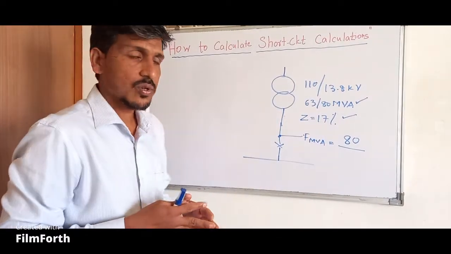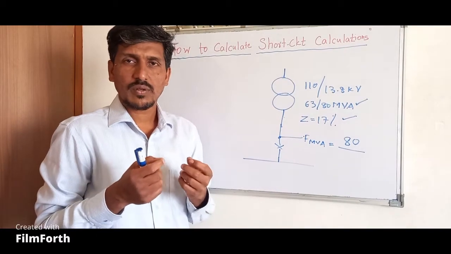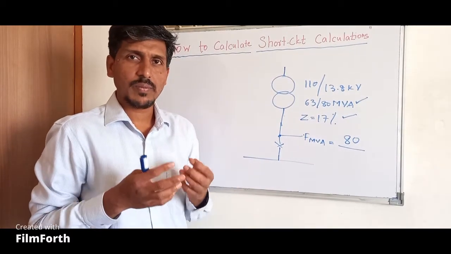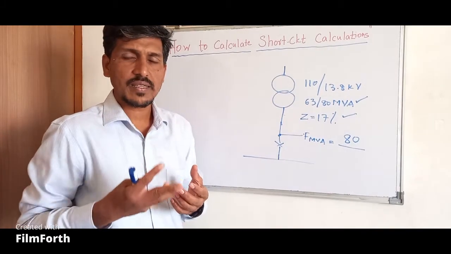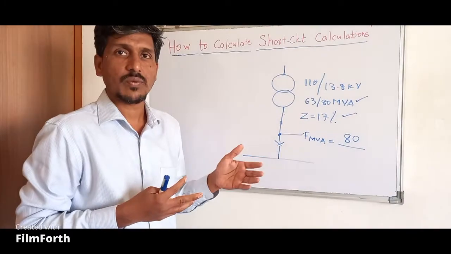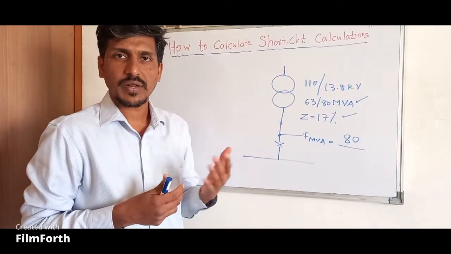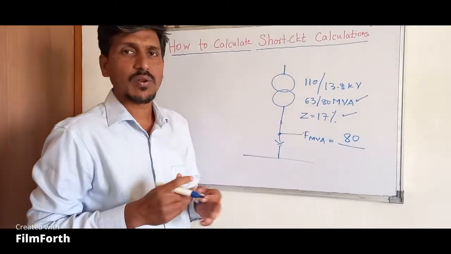Today in this video I will give you one thumb rule. With a small, simple formula you will be able to do quick calculations. If anybody asks you for the short circuit calculations at the secondary side of a transformer or at the primary side of a transformer, with two values you will be able to calculate the fault level.